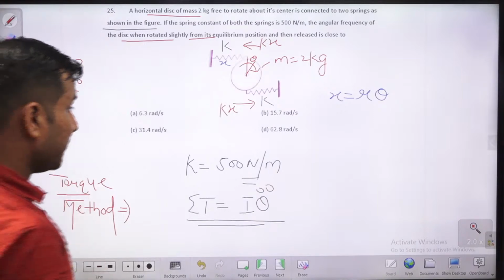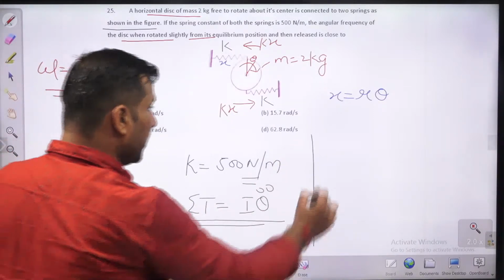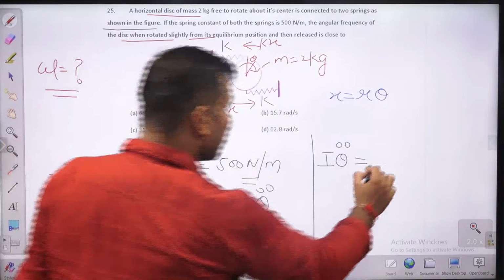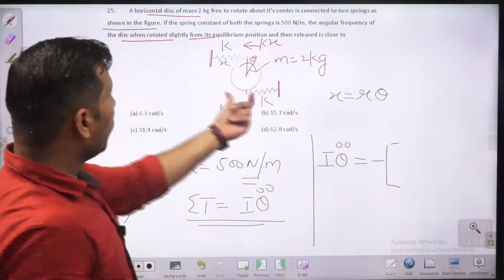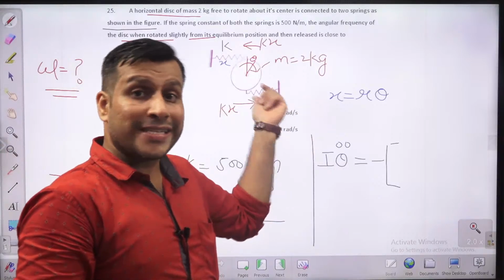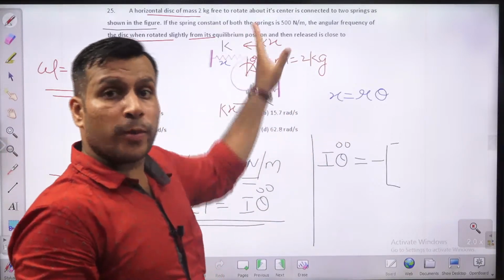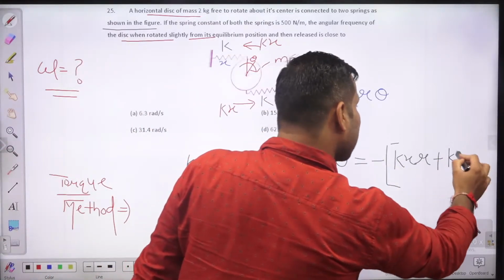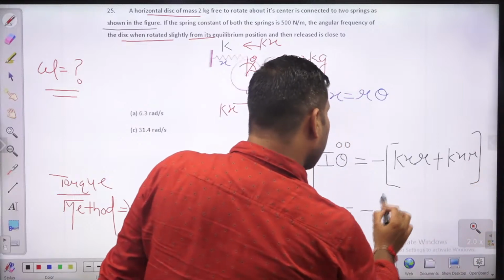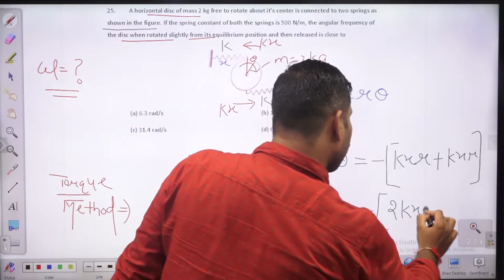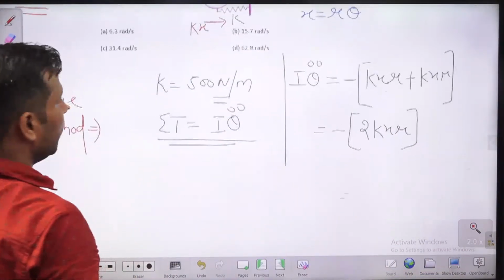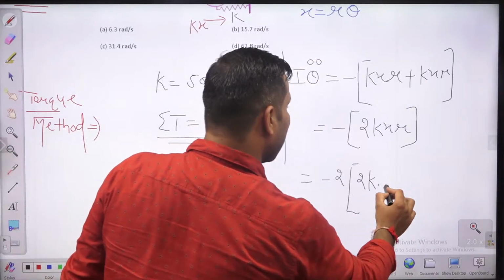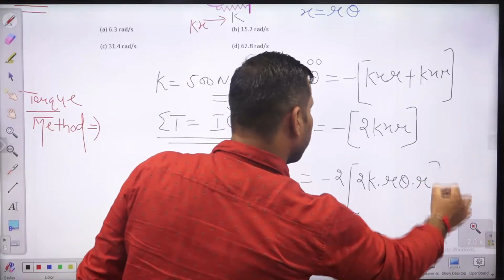Now, how much is the torque? In the torque method, I theta double dot is equal to minus of what? The force is kx. Torque is force into perpendicular distance, so that is kx into r, and again kx into r. Solving this, you will get minus 2kxr. Further, you can replace x: 2k, and x is nothing but r theta, into r.